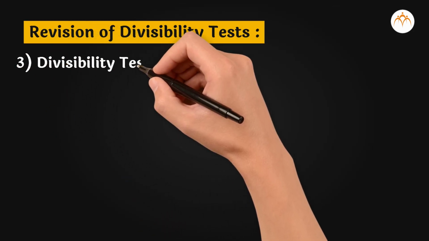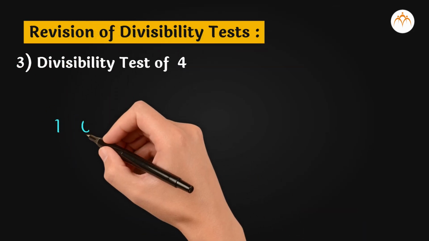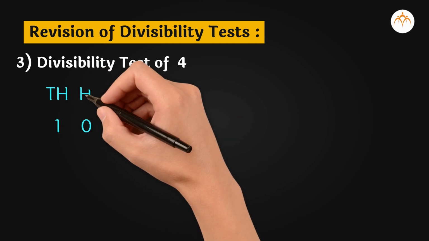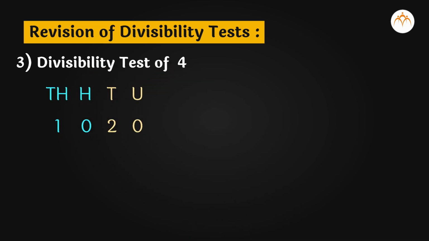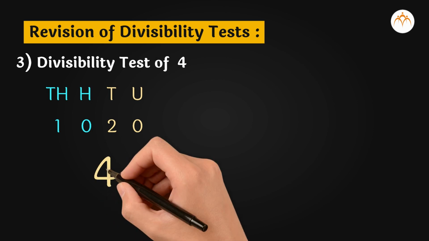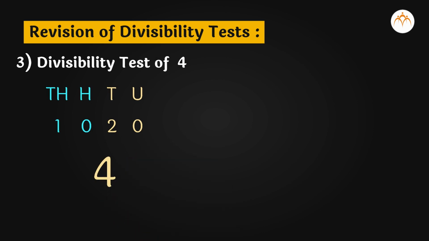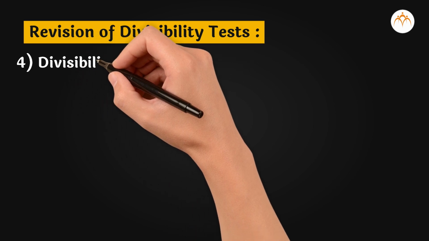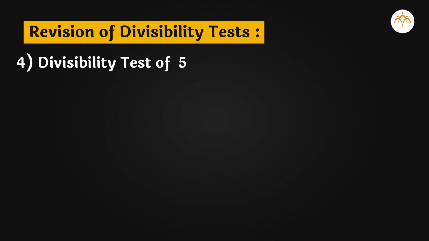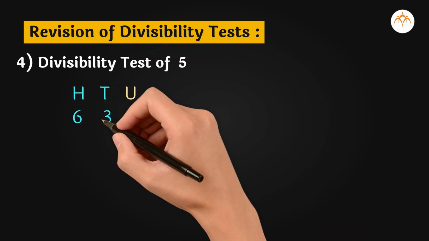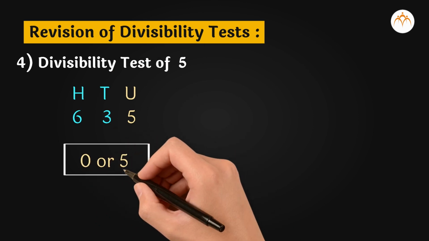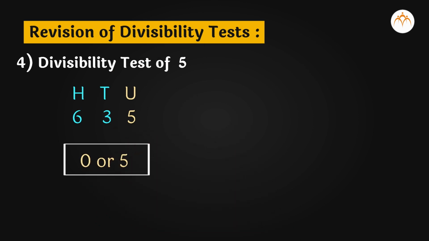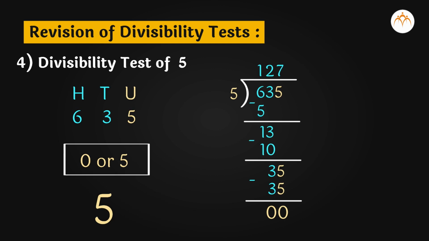Divisibility test of 4. If the number formed by the digits in the tens and unit places of the number is divisible by 4, then the number is divisible by 4. Divisibility test for 5. If the unit digit of a number is 0 or 5, then the number is completely divisible by 5.